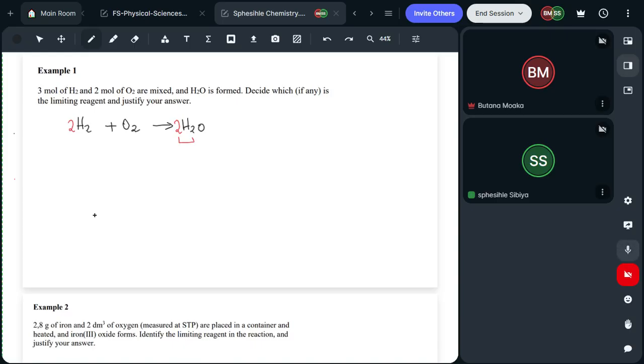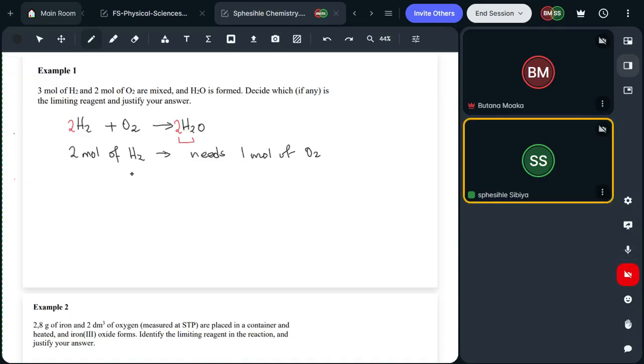So now you're going to analyze what is going on here. You're going to analyze this looking at the mole ratio. From the mole ratio, we can see that 2 moles of H2, in order for the reaction to be complete, needs what? It needs 1 mole of O2. You can see the mole ratio. I'm not sure if you understand when I say the mole ratio.